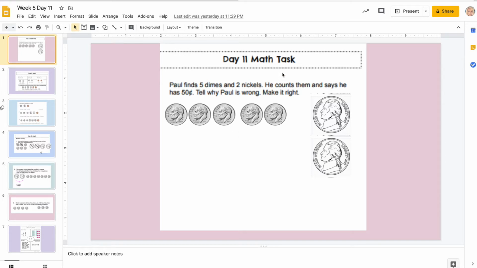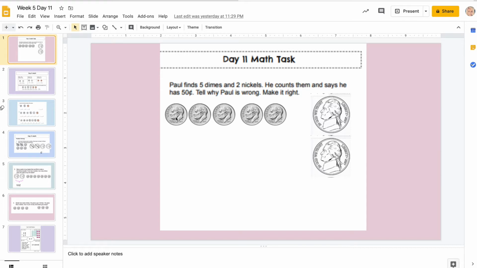We have a math task that we're going to start with, so let's read and see what we need to find out. Paul finds 5 dimes and 2 nickels. He counts them and says he has 50 cents. Tell why Paul is wrong, and then we need to make it right.